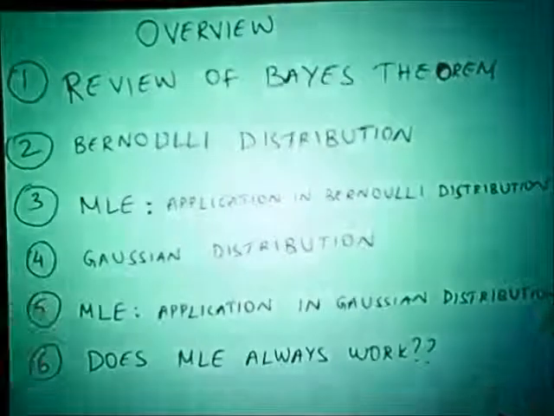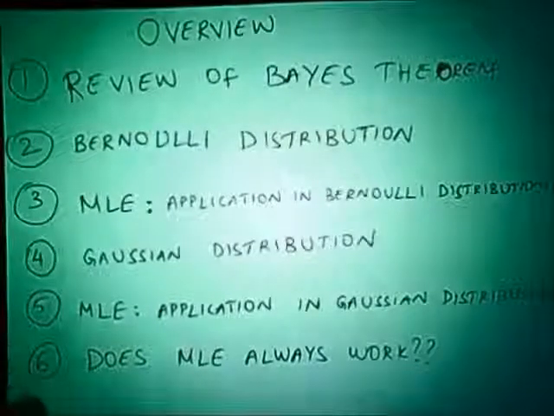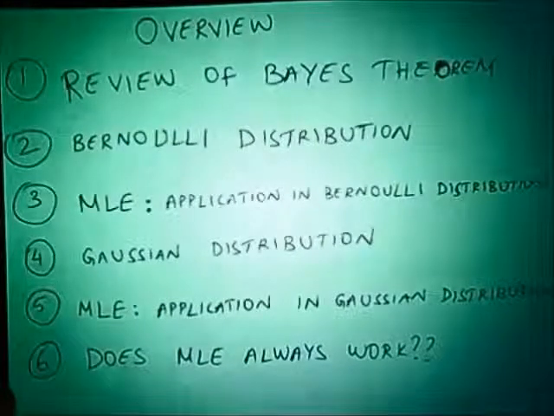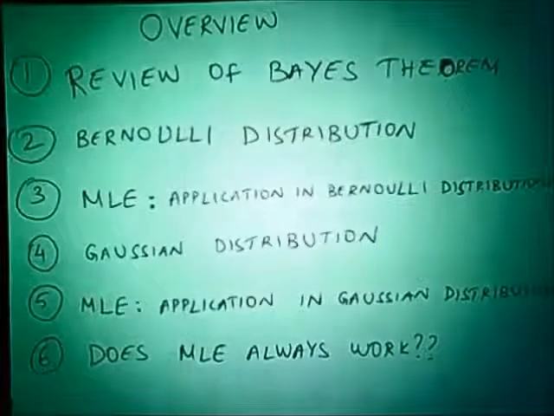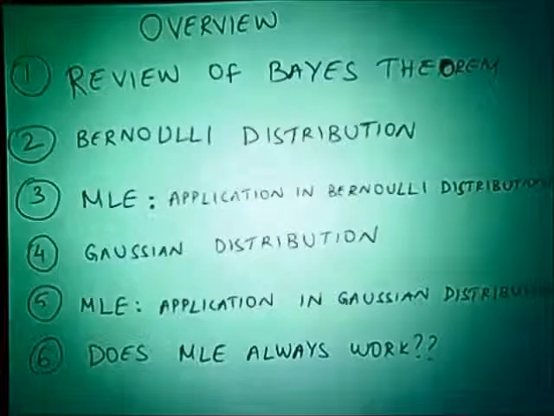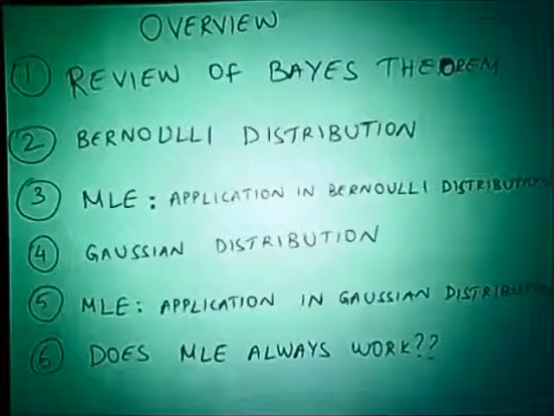The overview of today's talk is going to be: first, I'll start with the review of Bayes' theorem. I'll follow it up with a discussion about the Bernoulli distribution, and then I'll introduce the topic of maximum likelihood estimation, and I'll tell you how you can apply maximum likelihood estimation in case of a Bernoulli distribution. We'll then proceed to a Gaussian distribution, and then we'll talk about how MLE can be applied to estimate parameters of the Gaussian distribution. And then finally, we'll look at when MLE would work and when MLE might not work.